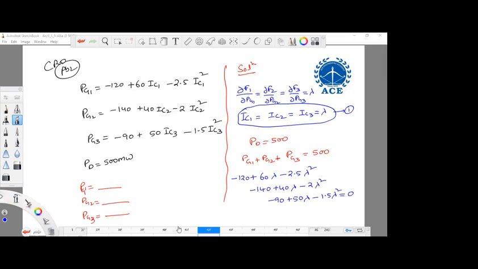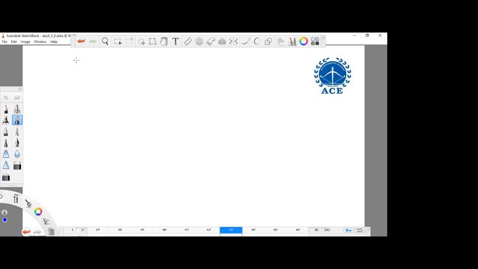So what will that equation have? If you simplify, that equation will be in terms of lambda square, lambda and a constant. So if you simplify this equation, you will get 6 lambda square minus 150 lambda plus 850 equal to 0. Okay, that is the equation.